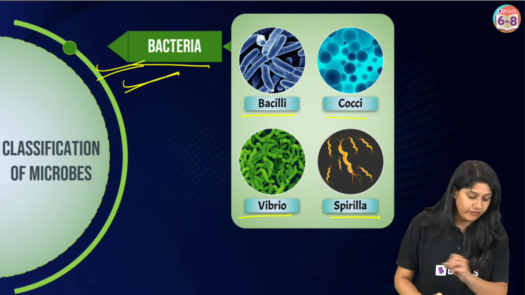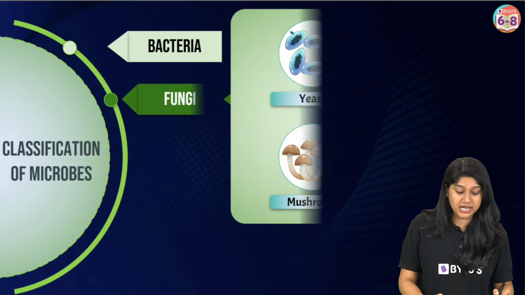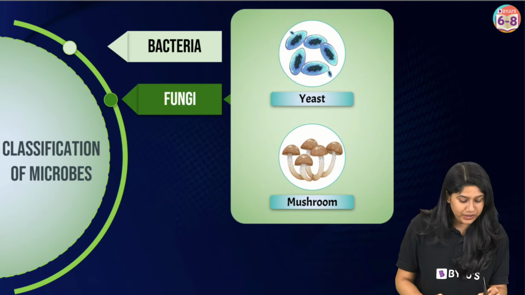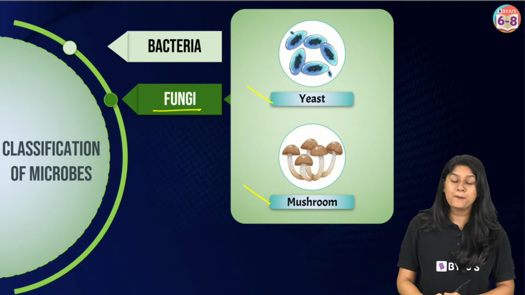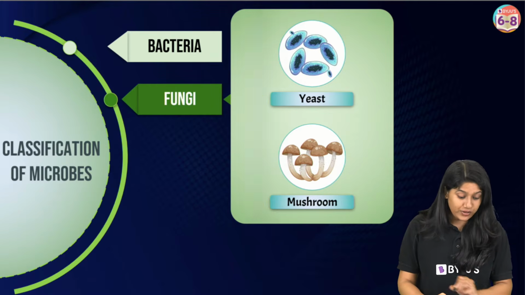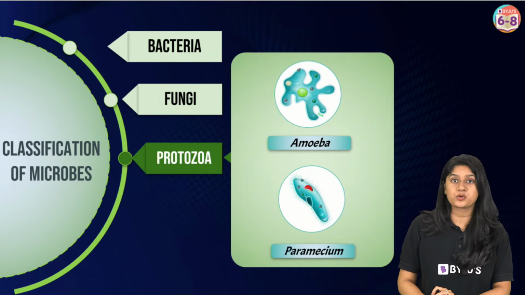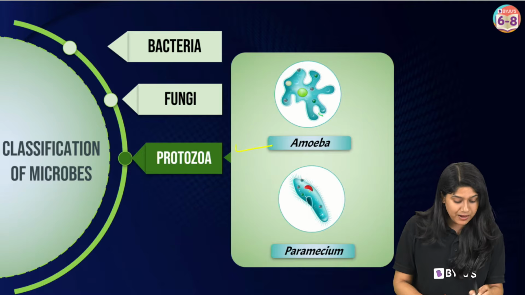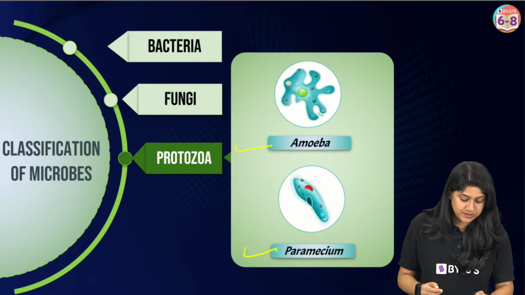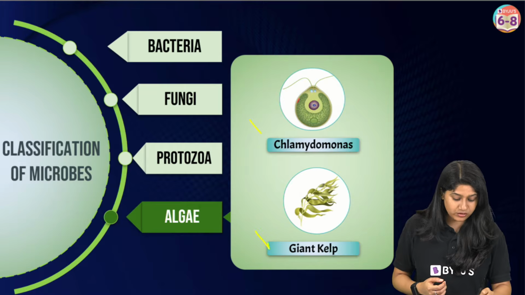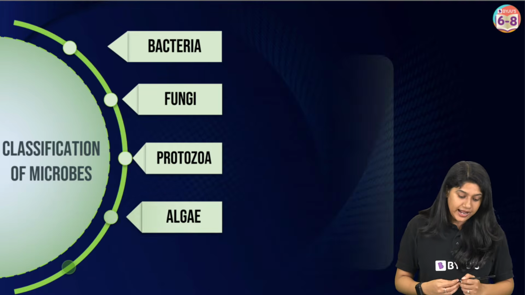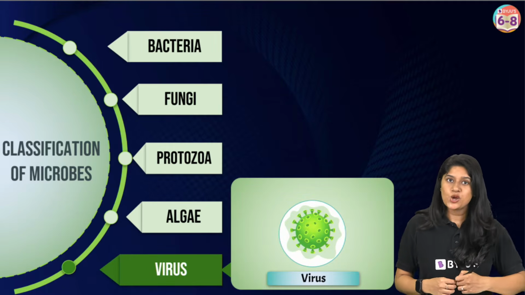Then the next ones that we'll be discussing are the fungi. Over here, common examples of fungi are yeast and mushrooms. Interesting, right? Then we have another category, which is the protozoa. Here we have amoeba and paramecium as examples. Then we have the algae, where we have Chlamydomonas and the great kelp. And last but not least, the virus.